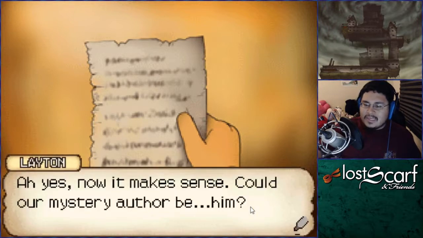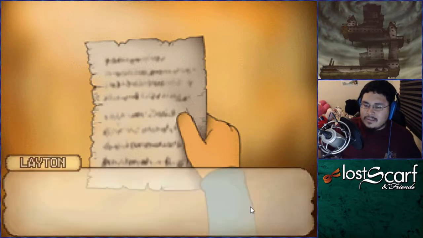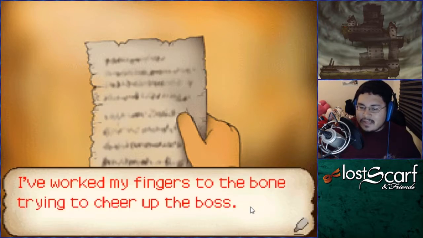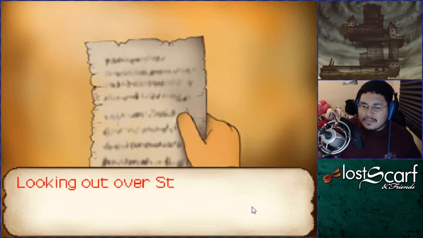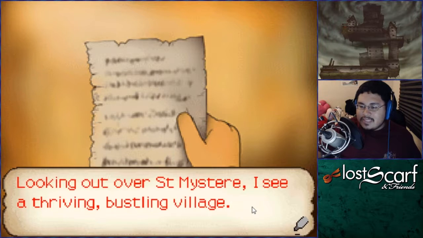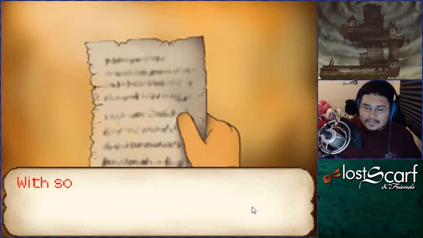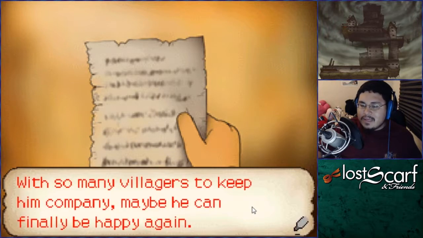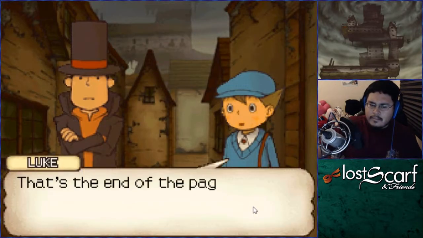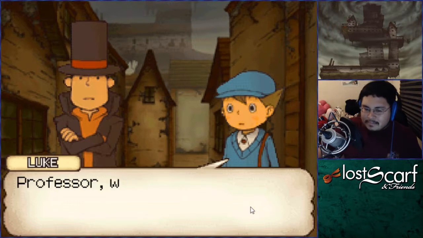I'm sure it will put a smile back on his face. Ah, yes, now it makes sense. Could our mystery author be him? I've worked my fingers to the bone trying to cheer up the boss. Looking out over Saint Mystere, I see a thriving, bustling village. With so many villagers to keep him company, maybe he can finally be happy again. That's the end of the page.